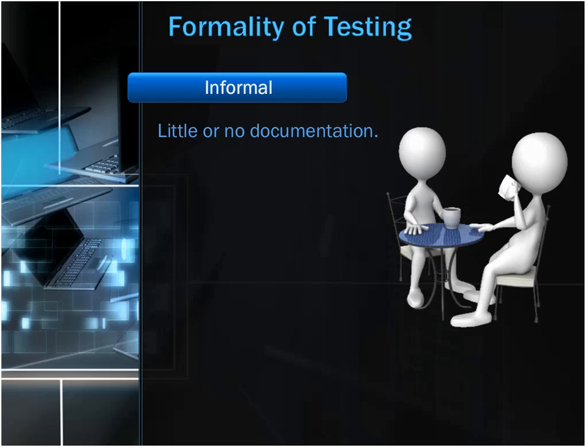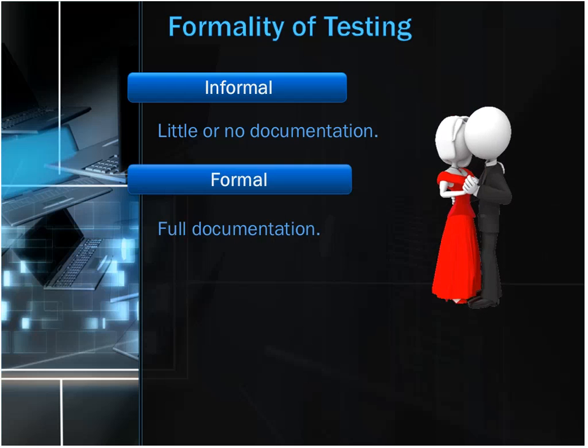Now, on the other extreme, we have a very formal process. And in this case, we have everything documented, everything from our test basis all the way through to our test summaries that we produce at the very end of our testing process. So we would expect to see full documentation with approval signatures on everything.